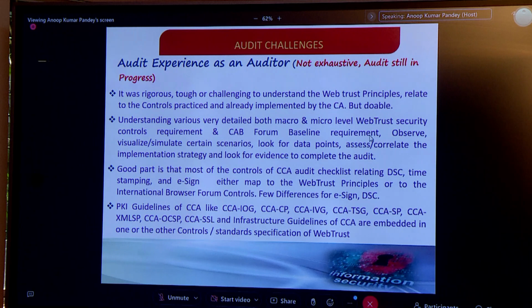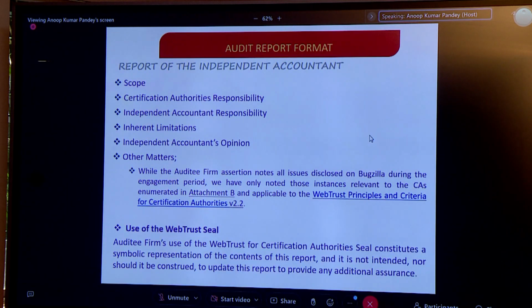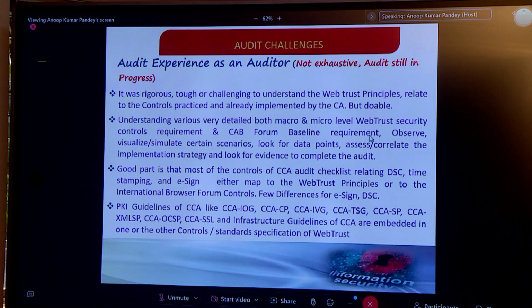Then understanding various detailed, both macro and micro level, WebTrust security control requirements and CAB Forum baseline requirements, observing, visualizing, simulating certain scenarios, looking at data points, correlating the implementing strategies, and looking for evidence to complete the audit. The good part is that most of the controls of the CCA audit checklist relating to DSC, timestamping, or e-sign map either to the WebTrust principles or to the international browser forum controls. A few differences are there, which the previous speaker explained and listed out.